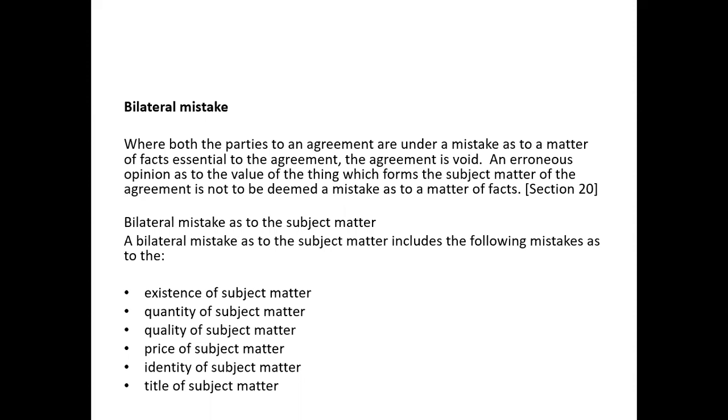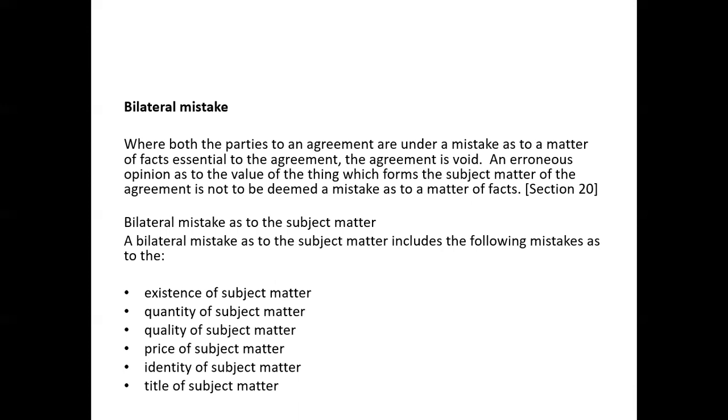So first, if there is any bilateral mistake which is essential to the agreement, such agreement is void. Suppose you want to buy a Civic car from your friend for 2 million rupees, but your friend is willing to sell his Civic at 2.5 million. But he also has another car, a new City, and he's willing to sell this car at 2 million.